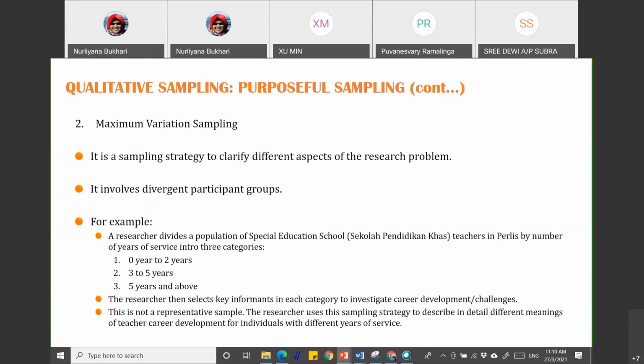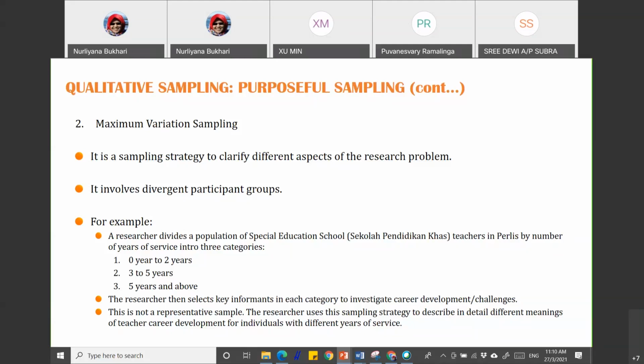Maximum variation sampling strategy to clarify different aspects of the research problem. They call it divergent participant groups. For example, it's either 0 to 2 years, 3 to 5 years. Okay, this one, especially with special education. The researcher then selects key informants in each category to investigate career development challenges.